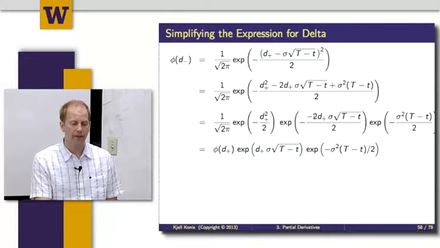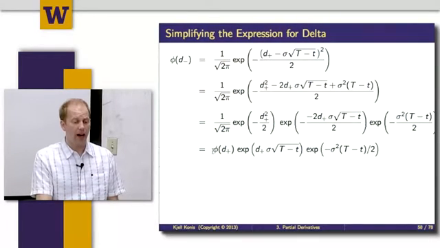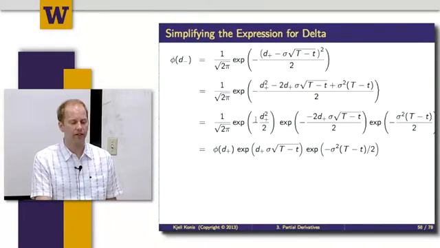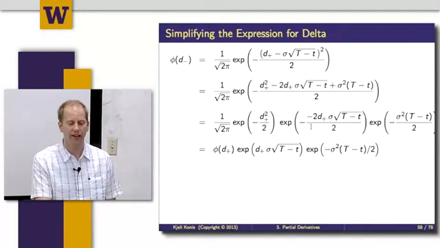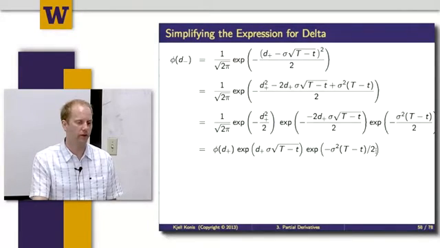So the middle term that has a 2 in the numerator and in the denominator, those are going to cancel each other out. So I've got my phi of d plus from this portion of the previous line. I have e to the d plus times sigma square root of T minus t from this portion. And then I have e to the minus sigma squared T minus t divided by 2. This hasn't changed, I've just written it a little bit differently.